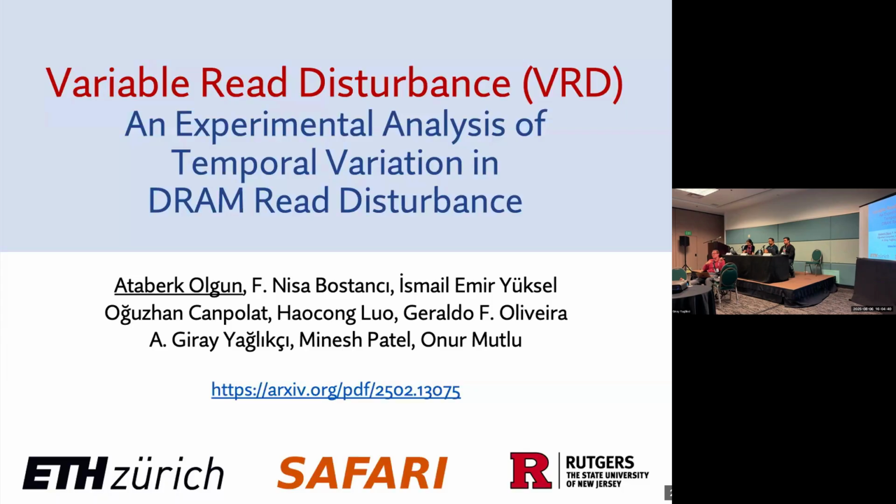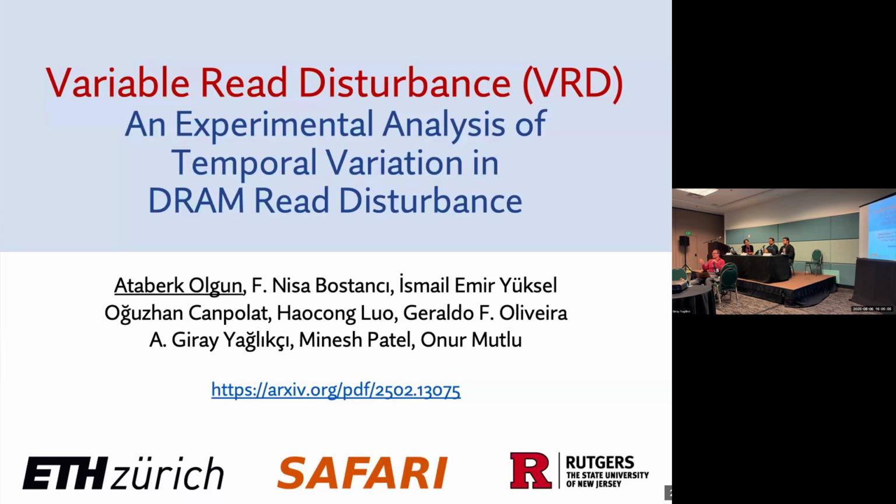Basically, we find a very similar phenomenon exists in RowHammer. If you have a RowHammer vulnerable cell, the number of activations you need to induce a bit flip in that cell varies randomly and unpredictably over time. So you need to keep testing that cell over and over to figure out how many activations you need so that you can get a bit flip in that cell.